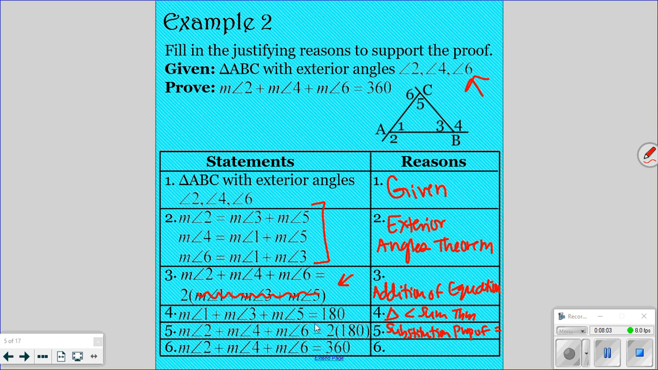And then going from this step to this step, all that's changed is we multiplied 2 times 180 to get 360. So you can either say simplify or multiplication property. Either one of those would be fine with me. Okay? So that's how that one would work.